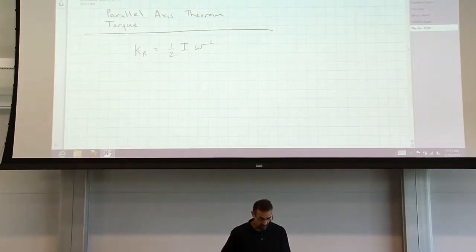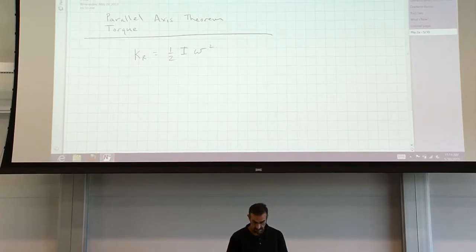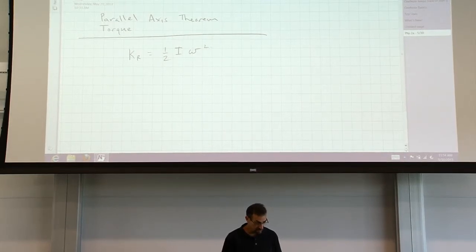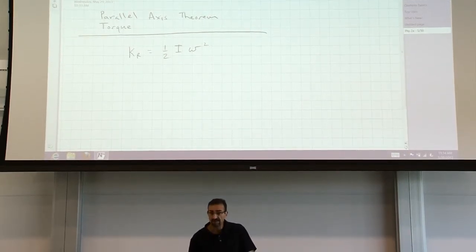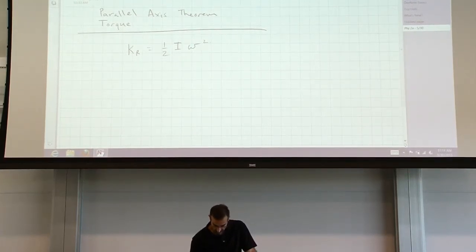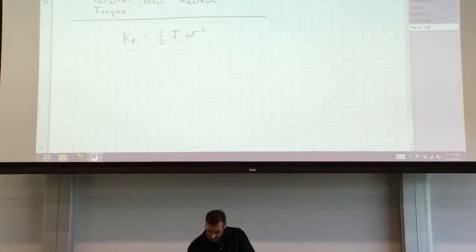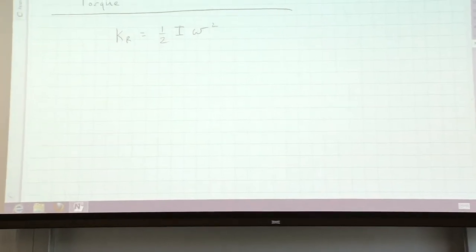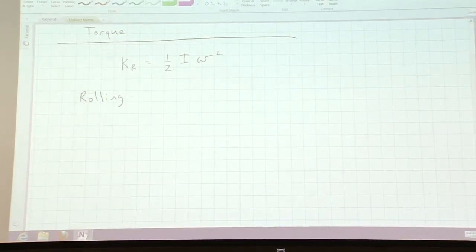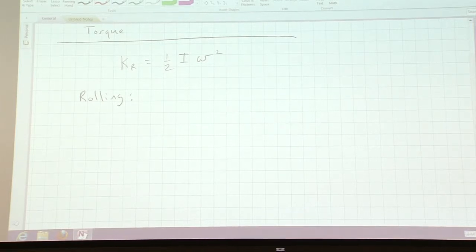And then we talked a little bit about rolling. And because there's this nice fixed relationship when something is rolling, that the velocity of the center of mass is r omega, we can treat rolling. Let's go back to rolling here. There's two ways to view rolling. There's a complicated way and a way that's a little easier, I think.